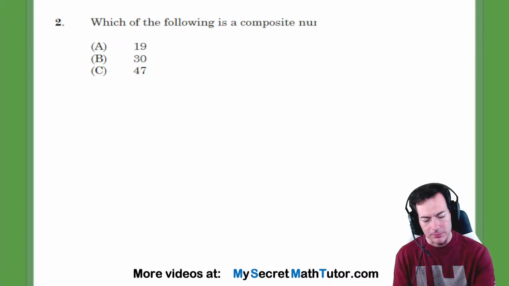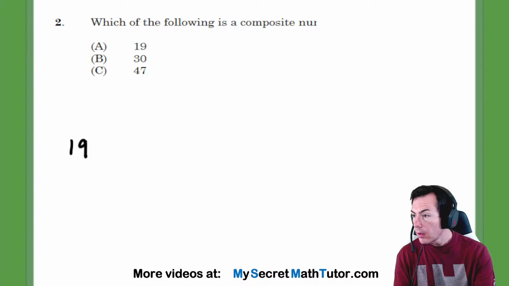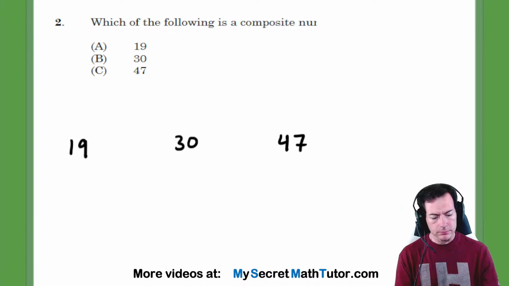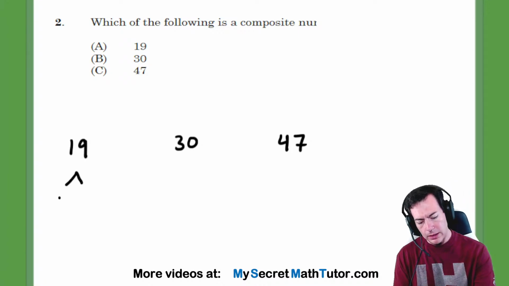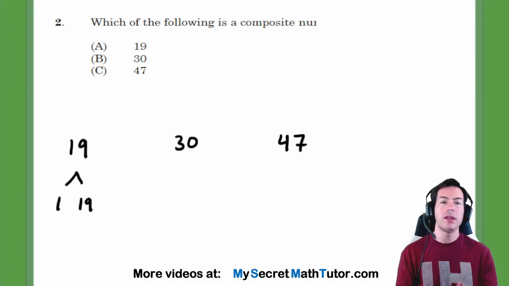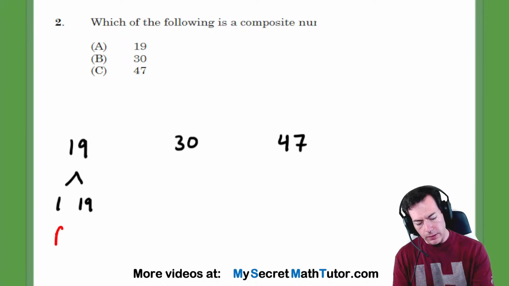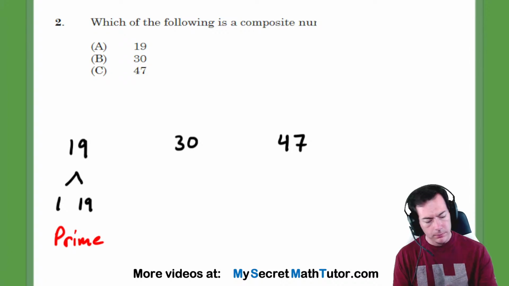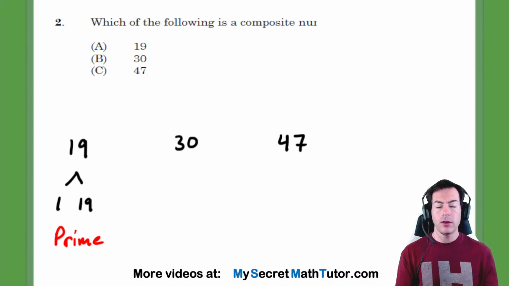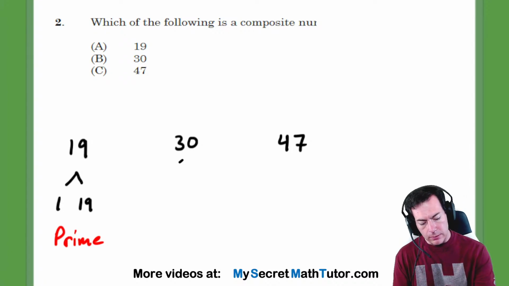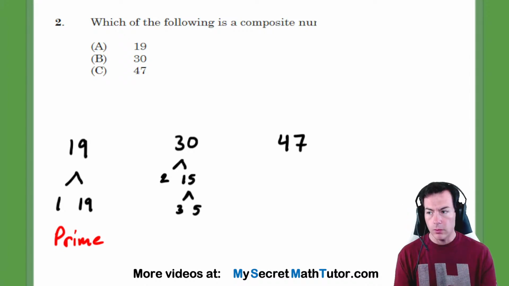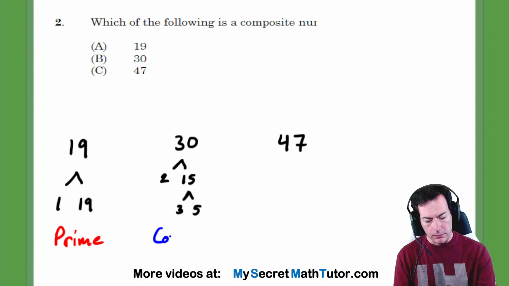Let's see what our options are. So we have 19, we have 30, and we have 47. So 19, if I try and break that down, nothing goes in there evenly. The only two that I have would be the 1 and 19. So I'm going to call this a prime number. When it comes to the 30, that actually breaks down quite a bit. That'd be 2 times 15, and the 15 would be 3 times 5. So that one is definitely a composite number.